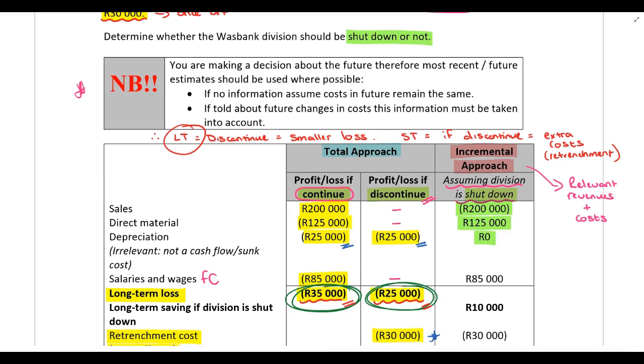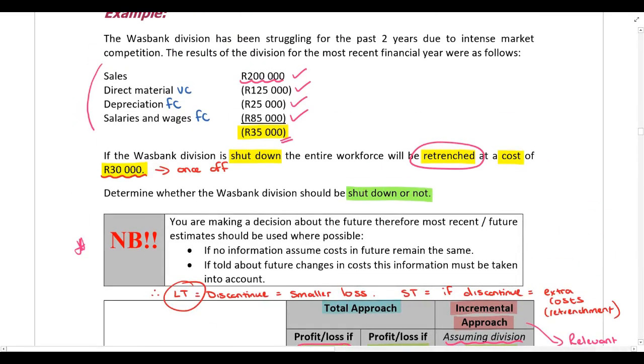It's not a cash flow. And the last cost we had over there is the salaries and wages. That is a future cash flow, and it does differ between alternatives, so it is relevant. If we continue, we will keep the employees and we'll have to pay them. If we discontinue, we're going to retrench them. It differs between alternatives. It's avoidable if we want to look at the general rule.